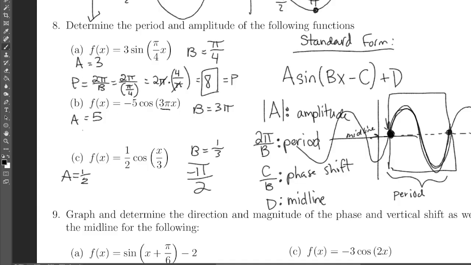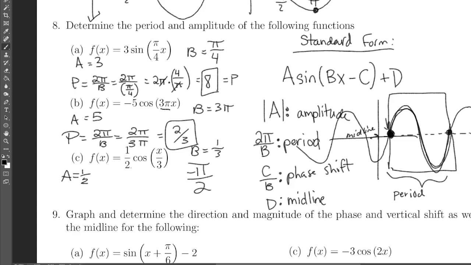So again, let's very quickly calculate these periods. Like I said here, b is 3 pi for the second one, and so to calculate the period, we would do 2 pi over b, which is 2 pi over 3 pi, which simplifies down to 2/3 since the pi's cancel. So if I graphed this, it would take 2/3 of a unit for the entire function to repeat itself. So this would be a very fast moving function.